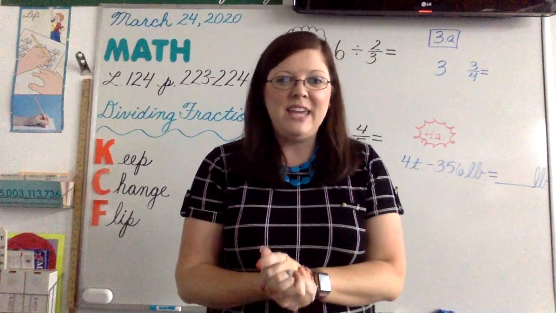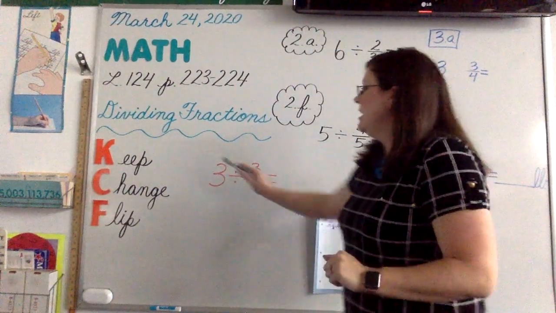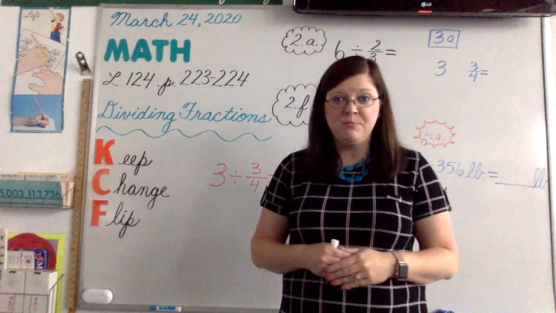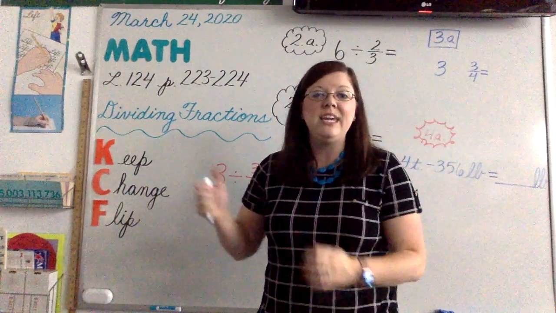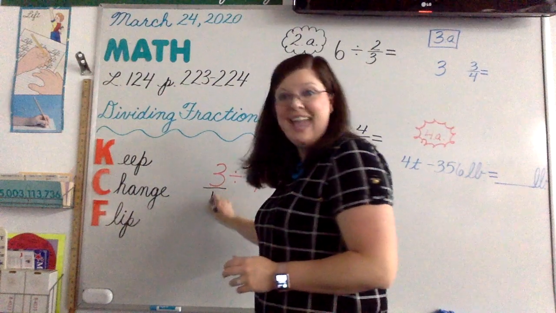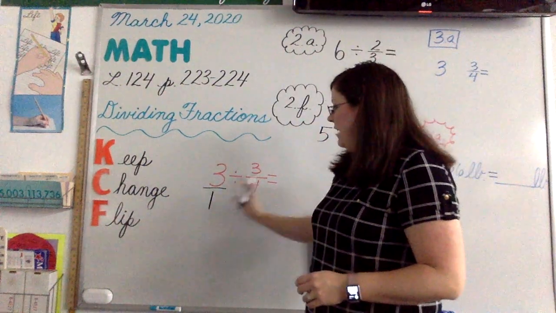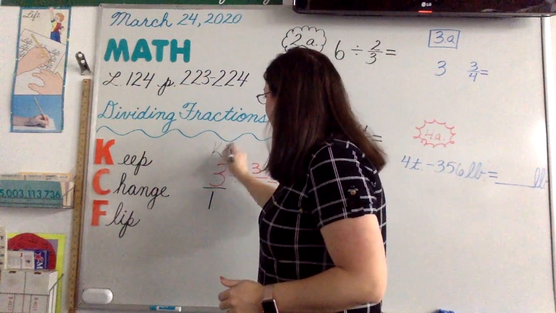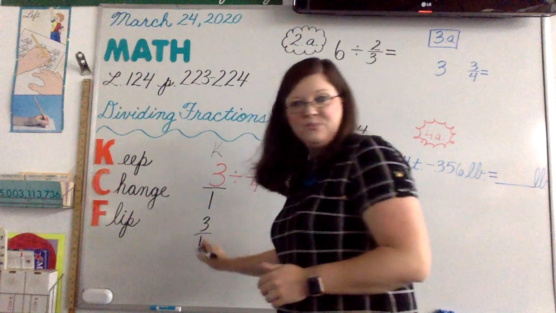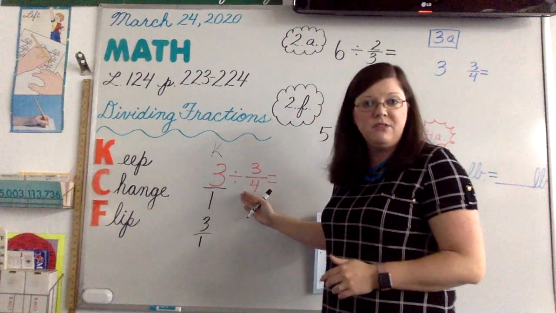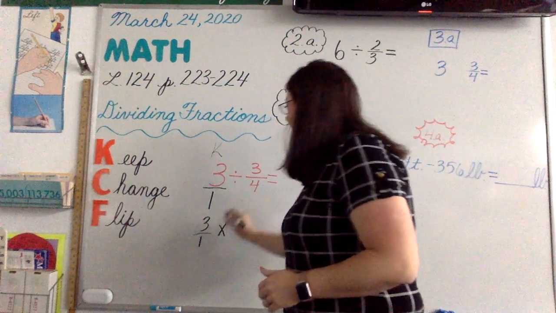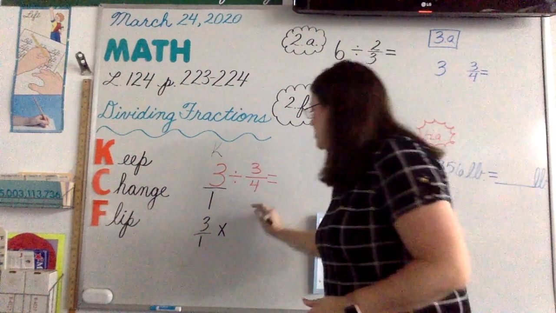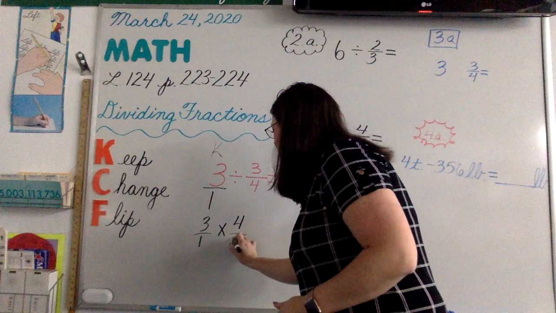Okay, let's start reviewing KCF. Here we go. Keep, but remember, the rule stays the same. We can only divide a fraction by a fraction. If you don't have one, we make one by putting a fraction bar and a 1 underneath that. Now that I have a fraction and a fraction, let's do our rules. I'm going to keep this one just the way it is, 3 over 1. I will change my sign from division to multiplication. Finally, I will flip the final fraction. 3 fourths becomes 4 thirds.